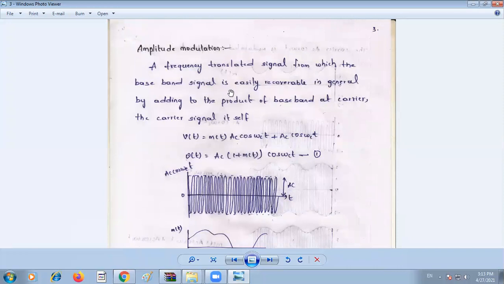If the signal is easily recovered, then this process is adopted. Okay, so what is it for, the amplitude modulation? In order to recover the exact signal at the receiving end, we go for the amplitude modulation process.